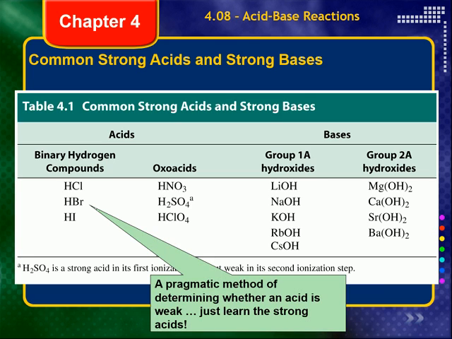Here we have a table that relates to the very common strong acids and strong bases. The best way for you to think about using this table is memorizing strong bases and strong acids. Just memorize them, and if you're working on a problem that does not identify that acid or base as strong and it's not in this list, you can go ahead and assume that it's a weak acid or a weak base.